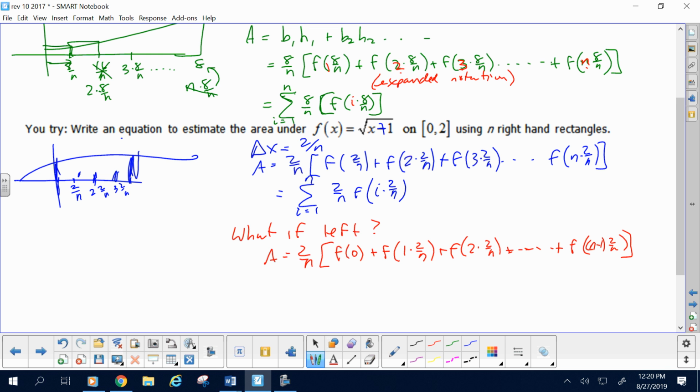So if you were to write that in summation notation, that's what we do. f of, inside is f at what? It's still counting how many 2 over n's. That's not changed. What's changed is the indices. What's the start? 0 and n. Okay.